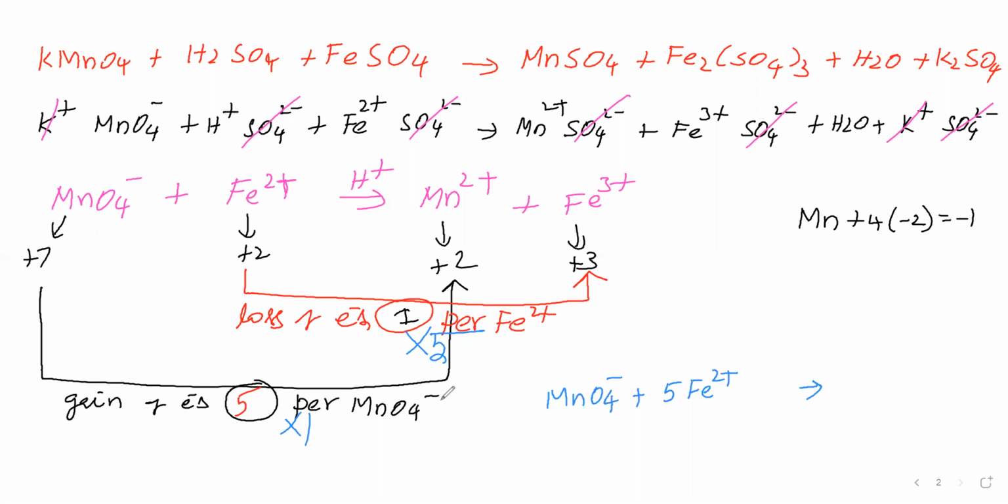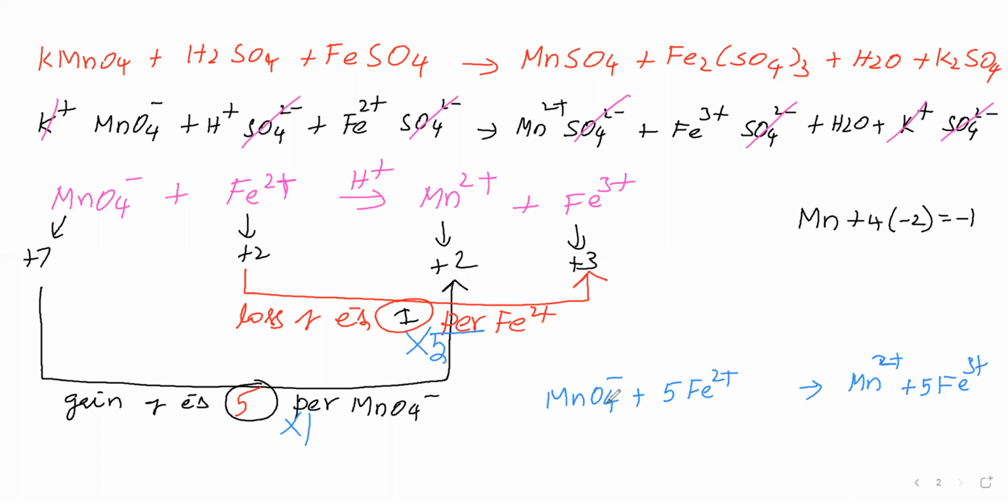It gives Mn2 plus. How many times is Mn2 plus produced? Here manganese is 1 time, so 1 time Mn2 plus. Then Fe3 plus, ferric. Ferrous 5 times undergoes oxidation, therefore we will get ferric 5 times. So manganese is 1 time on both sides, and Fe is 5 times on both sides.